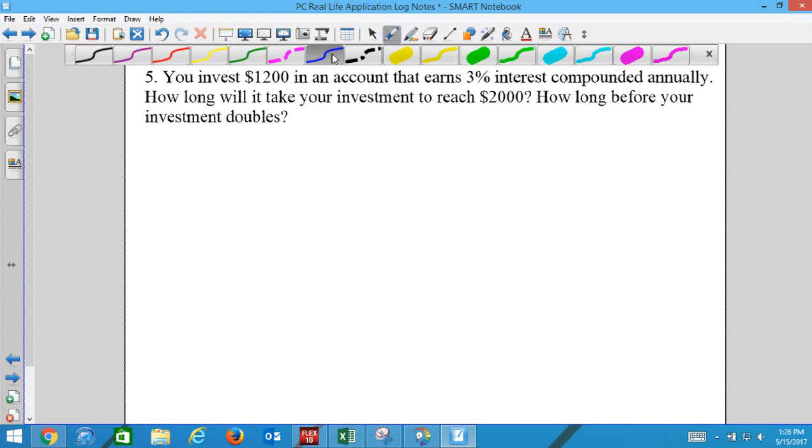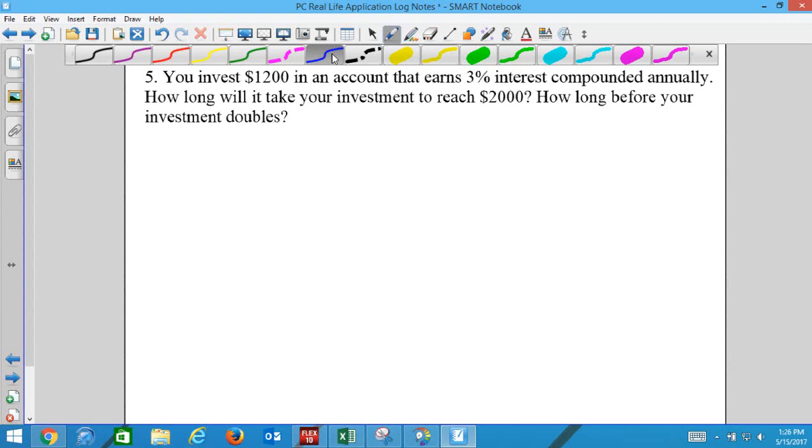Before we work it out, if you've already worked it out, please don't yell out the answer. But before we work it out, do you have any ideas of how long it's going to take $1,200 to change into $2,000? 4? Say yes. 4? Any guesses? I like to know what you think.